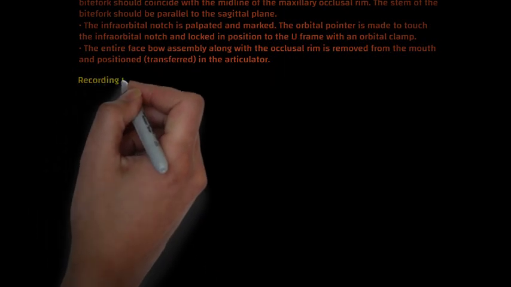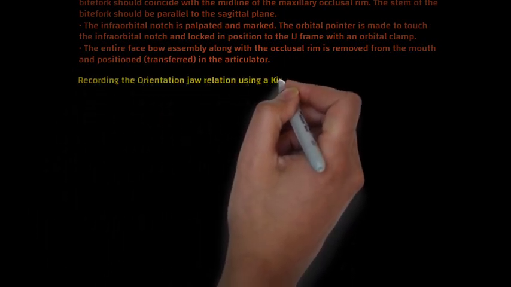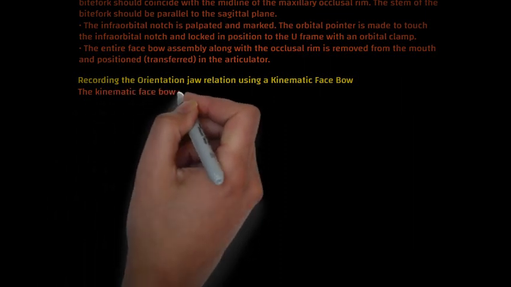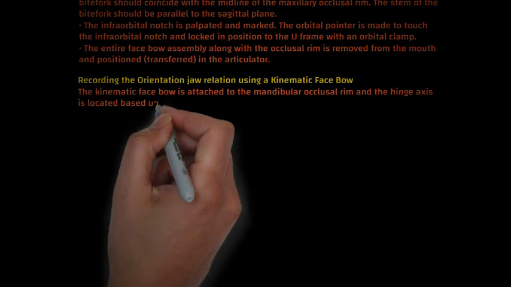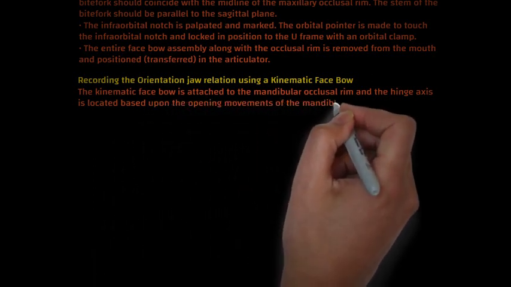The entire face bow assembly along with the occlusal rim is removed from the mouth and the position transferred to the articulator. Recording the orientation jaw relation using a kinematic face bow. The kinematic face bow is attached to the mandibular occlusal rim and the hinge axis is located based upon the opening movements of the mandible.